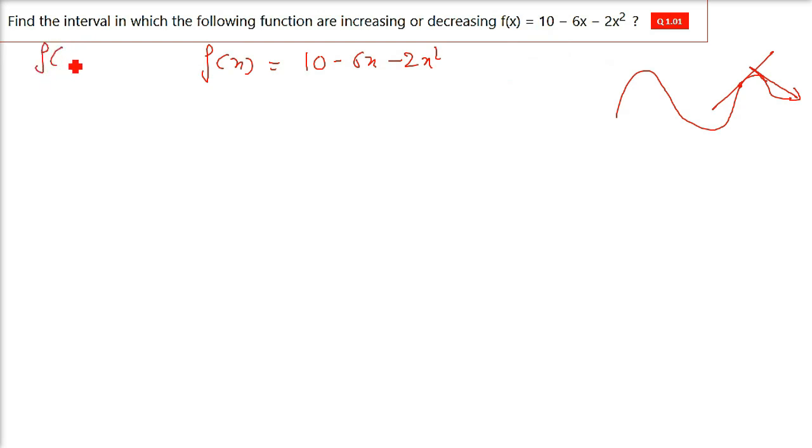And what is tan theta? Tan theta is nothing but f dash x. What is f dash x? It is simply dy by dx. So tan theta, slope, and dy by dx are all synonyms actually. They are the same, similar, identical.